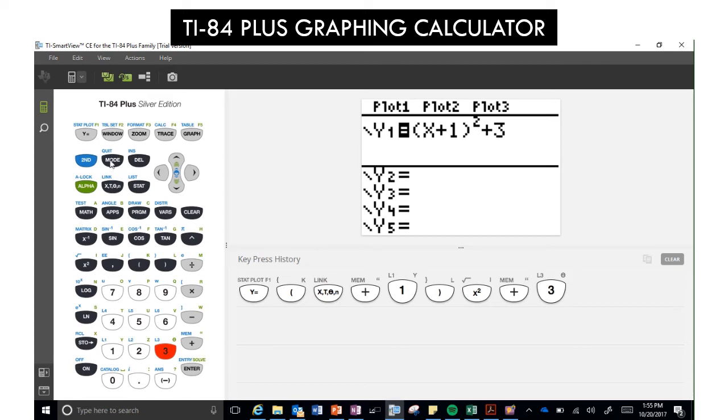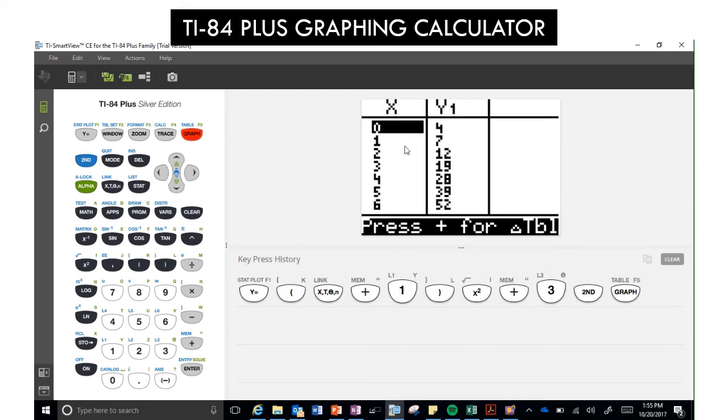Now we're going to go to the table. So you'll see up above the graph button, you see written in blue it says table. So we're going to press second graph, and it's going to take us to a table.